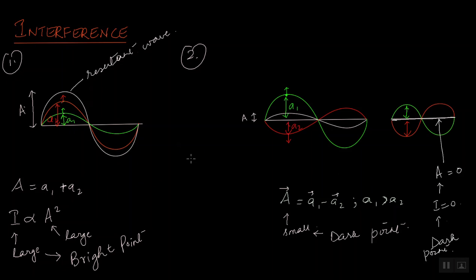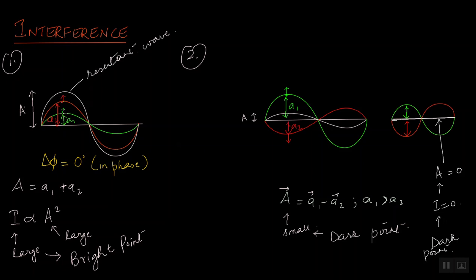One thing which is important to note here is the phase difference, delta phi. Delta phi here is 0 degree, because they are in phase. These two waves are said to be in phase. They are vibrating together. This point and this point, they are vibrating together.